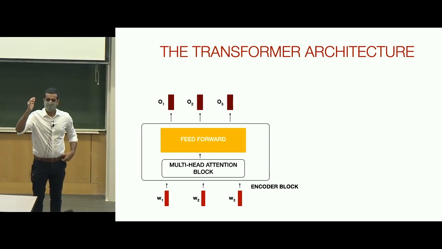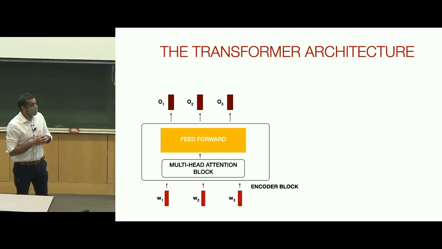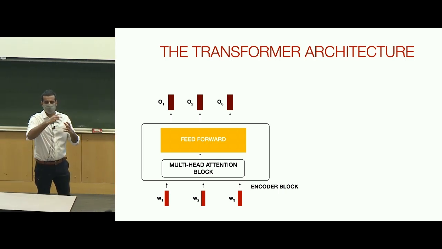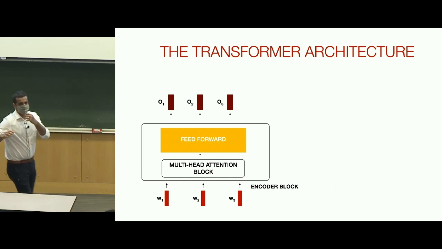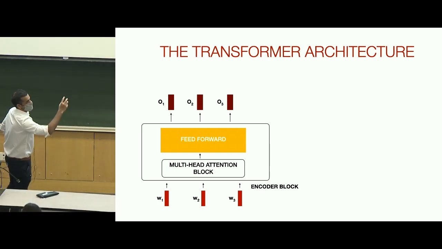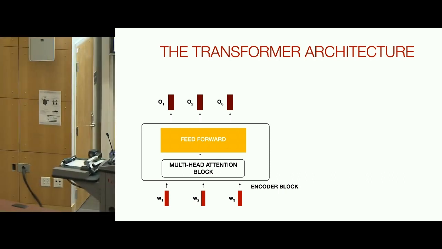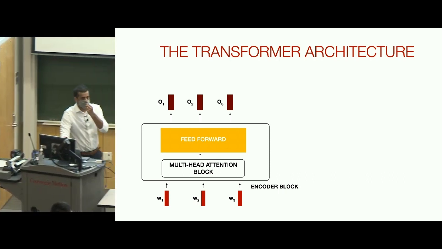The multi-head attention is what we discussed. It is creating a representation of each token and putting it in context of the rest of the sequence. So it is basically making O1, O2, O3 a function of the entire input sequence and not just one token. And this is it. This is the encoder block of the transformer architecture.